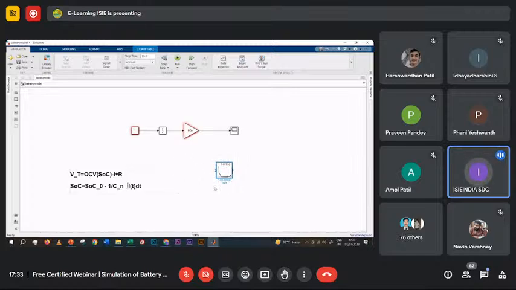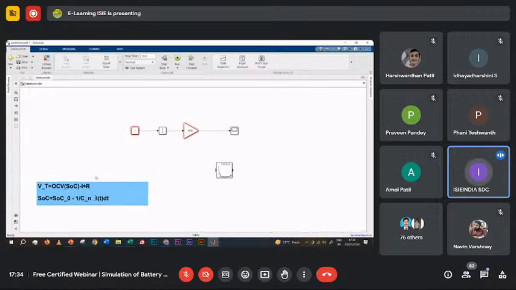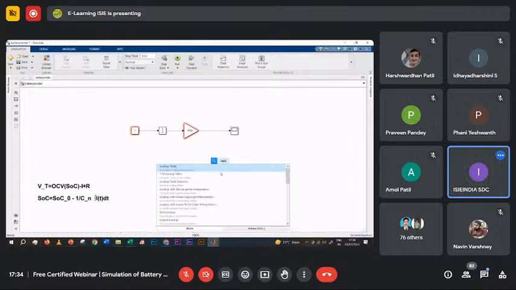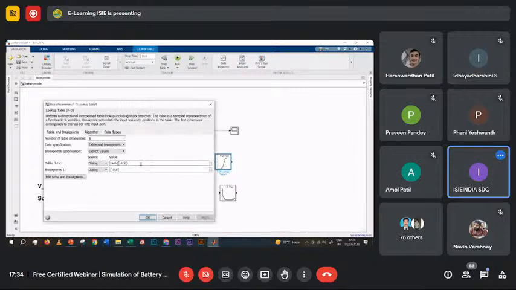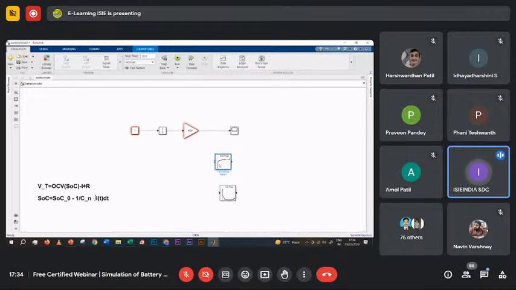Second thing, this one was my R value, and now we'll be calling the SOC value. The same thing we have to do: the SOC will be at the x-axis and OCV at the y-axis. So the same function we'll be calling, which is the lookup table. Sorry, this one. This one will be the OCV. This will be the SOC.